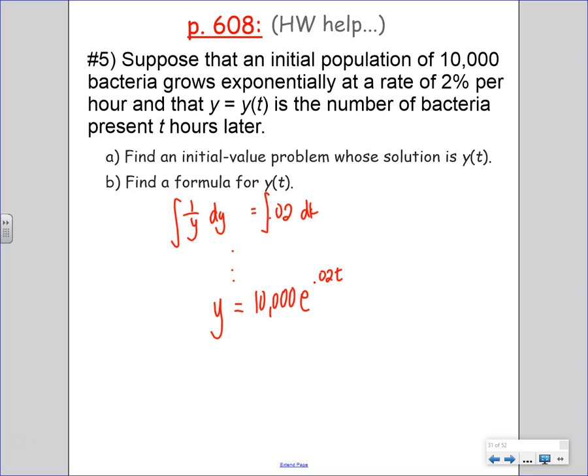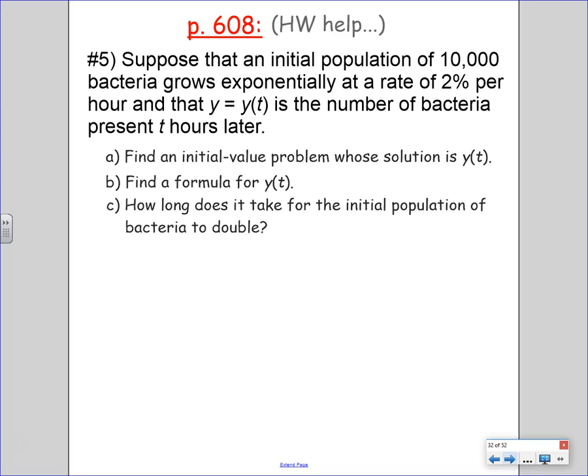Do we have a formula for y of t? Yep. You see where the 10,000 came from? Do you see where the 2% came from? Okay, what else could they ask us to do once we get there? How long does it take for the initial population of bacteria to double? There are a few ways of doing this.